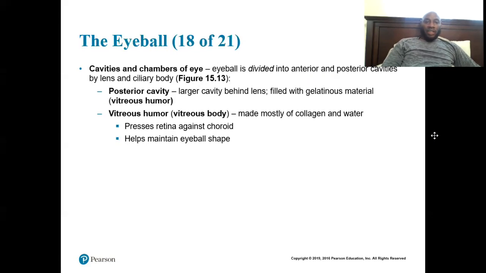Finishing with the eye, we have the cavities and chambers of the eye. The eyeball is divided into anterior and posterior cavities by the lens and the ciliary bodies. The posterior cavity is the larger cavity behind the lens, filled with a gelatinous material. Your eye is not hollow, so it's filled with this jello-like substance. That's why we like to do the dissection, so you can see this for yourself. It's called the vitreous humor, made mostly of collagen and water. It helps press the retina against the choroid and maintain the eyeball shape.